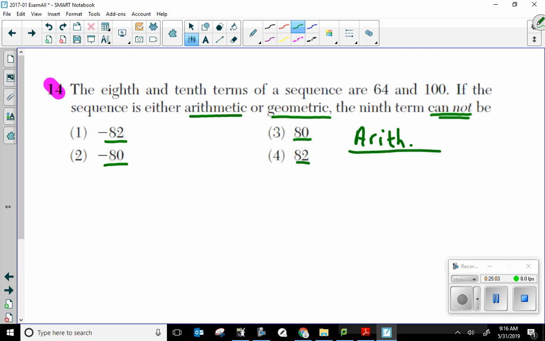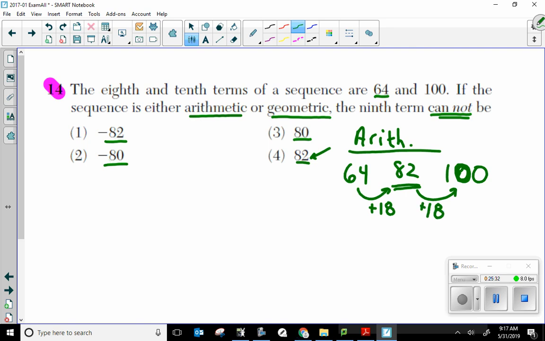So let's take a look at the number 80. If I have 64 as my 8th term, and I have 100 as my 10th term, what term can go here? Let's try actually 82. If I put 82 here, I would have to add 18 to get to 82, which means I got to keep on adding the same amount. If I add 18 to 82, it gets me to 100. So 82 works.